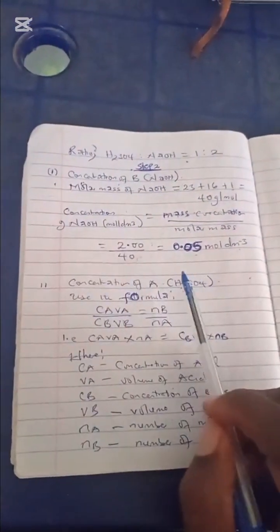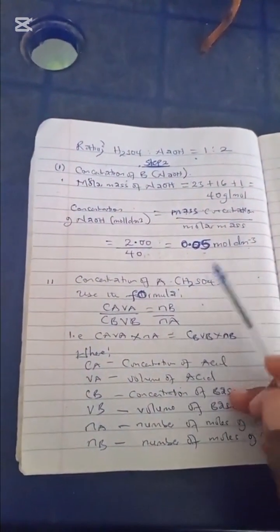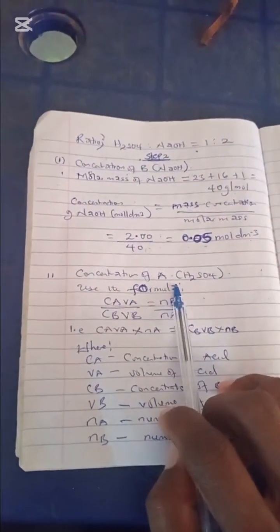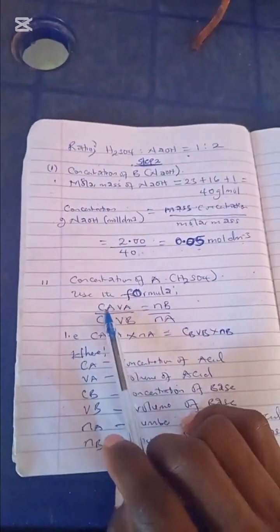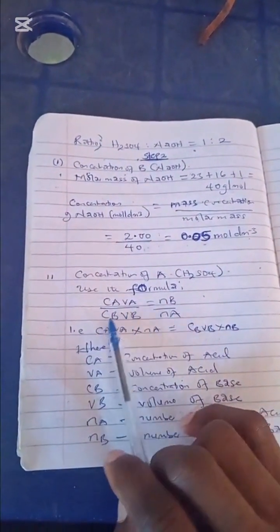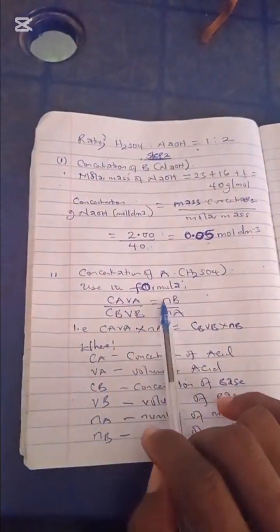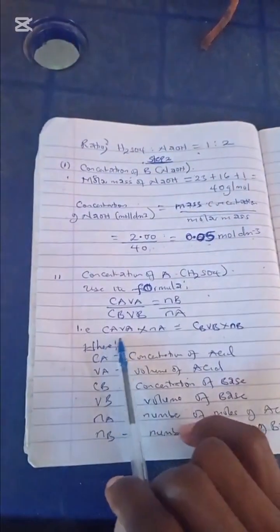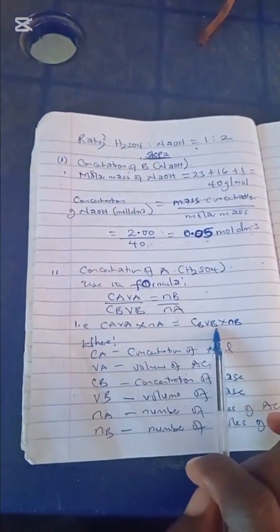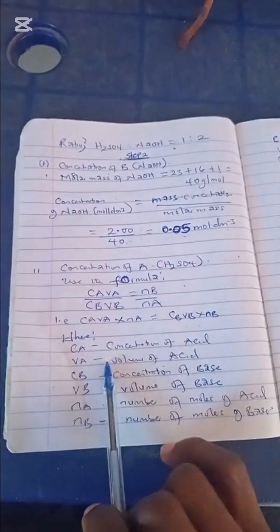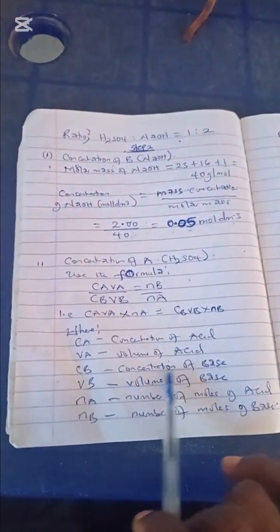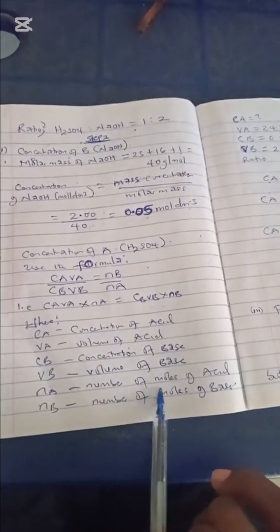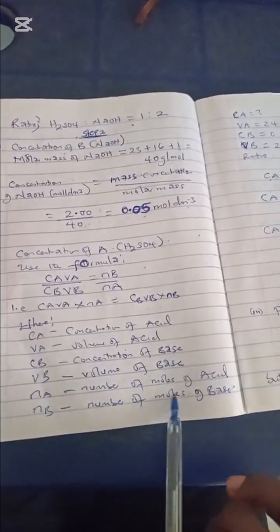Alright, so for you to be able to calculate the other parameters, you need to find the molar concentration of the acid also. So you're going to use this formula: the concentration of acid times the volume of acid, or the concentration of base times the volume of base, is equal to the number of moles of the base over the number of moles of the acid. So that is CA VA times NA equals CB VB times NB, where CA is the concentration of the acid, VA volume of acid, CB concentration of base, VB volume of base, and NA is the number of moles of acid, NB number of moles of the base.